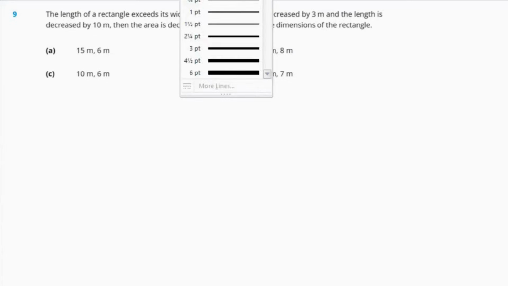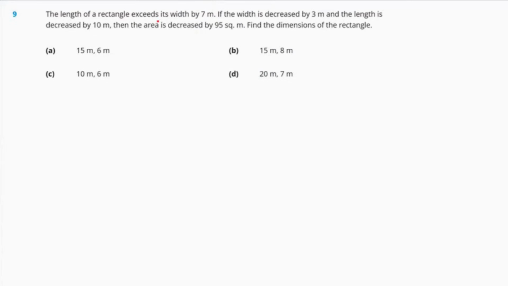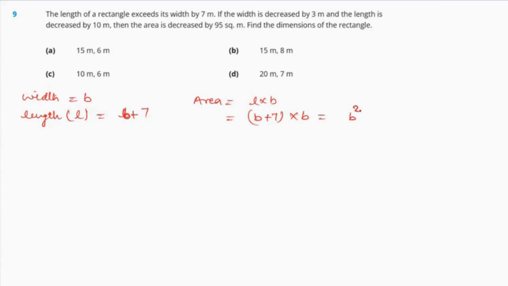Now the next question is saying the length of the rectangle exceeds its width by 7 meters. Suppose we take the width as b. If the width is b, then the length needs to be 7 more than the width, so the length is b plus 7, correct? From this, we are going to figure out the area. Area of the rectangle is length times breadth, so that is b plus 7 times b. If we solve it, we get b square plus 7b.